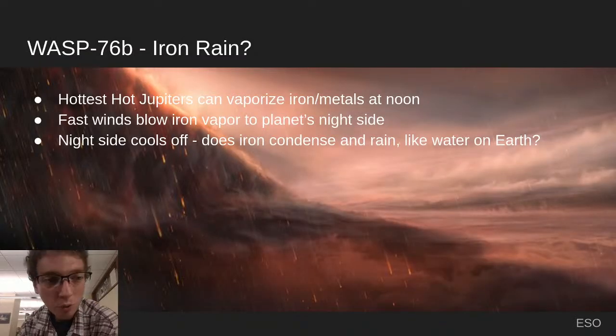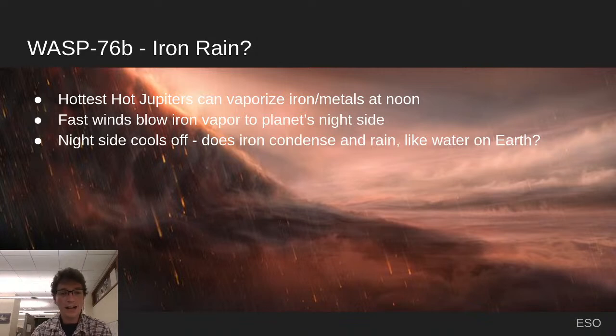So I want to talk about one recent case study, because I think this is really interesting, and it's all happened in the last few months. And this is WASP 76b and the saga of iron rain. WASP 76b is not just a hot Jupiter, it is an ultra-hot Jupiter. Its temperatures are more than 5,000 degrees Fahrenheit during the day.